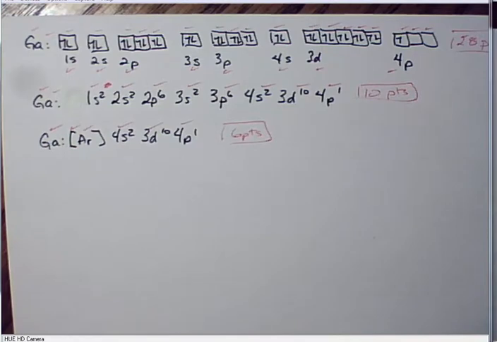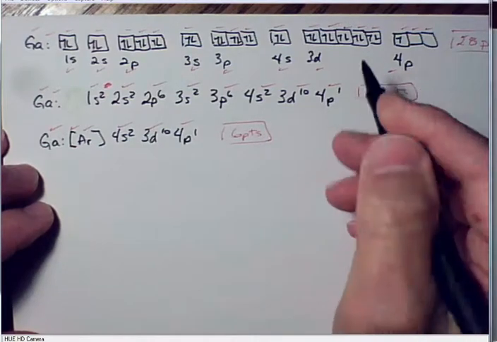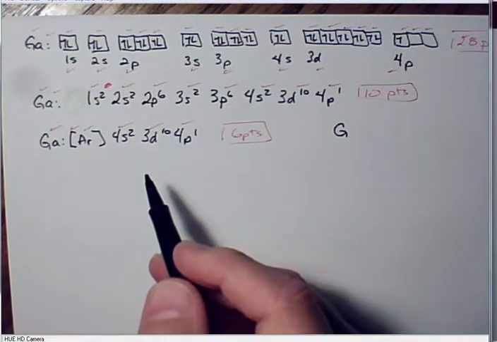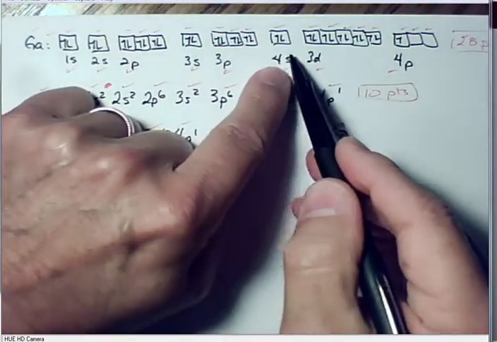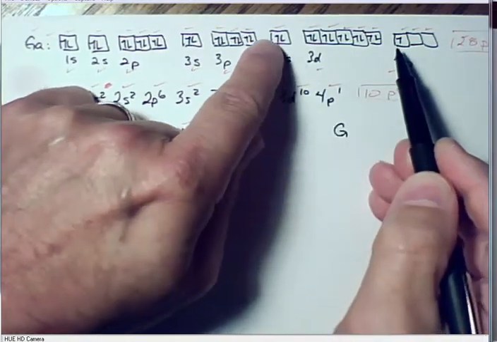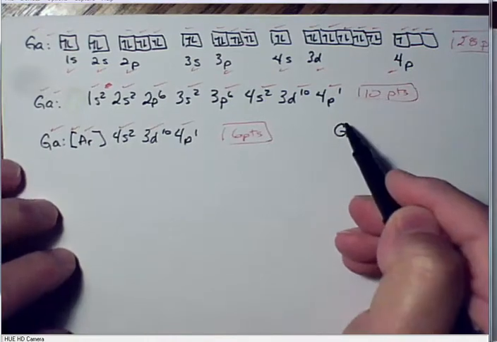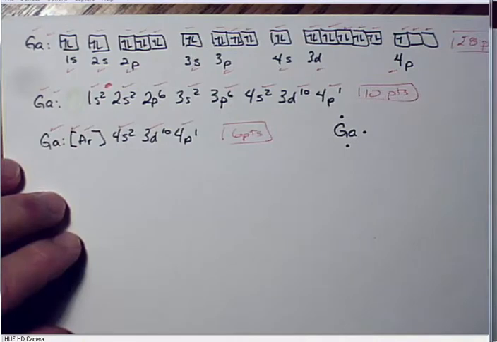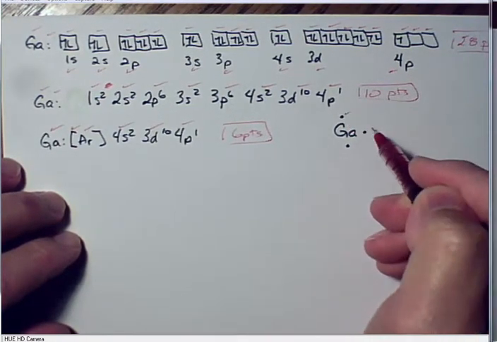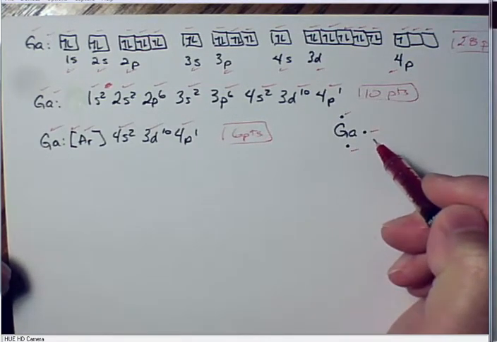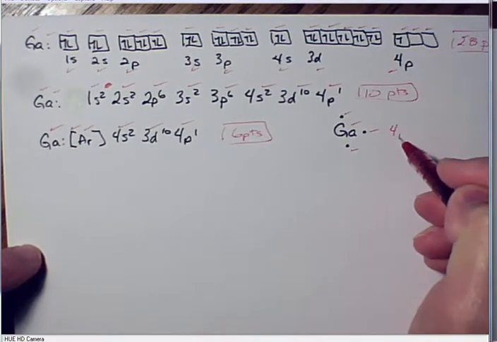And then you had to do the electron dot formula. All we have to do for the electron dot formula is count the electrons in the highest energy level. 2 in 4s, 1 in 4p. 4 is the highest primary energy level, so all those electrons make up the highest energy level. So Ga, 1, 2, 3. I'm going to give you a point for each of the dots. The dots have to be on 3 of the 4 sides, and the symbol too. So that's a total of 4 points.